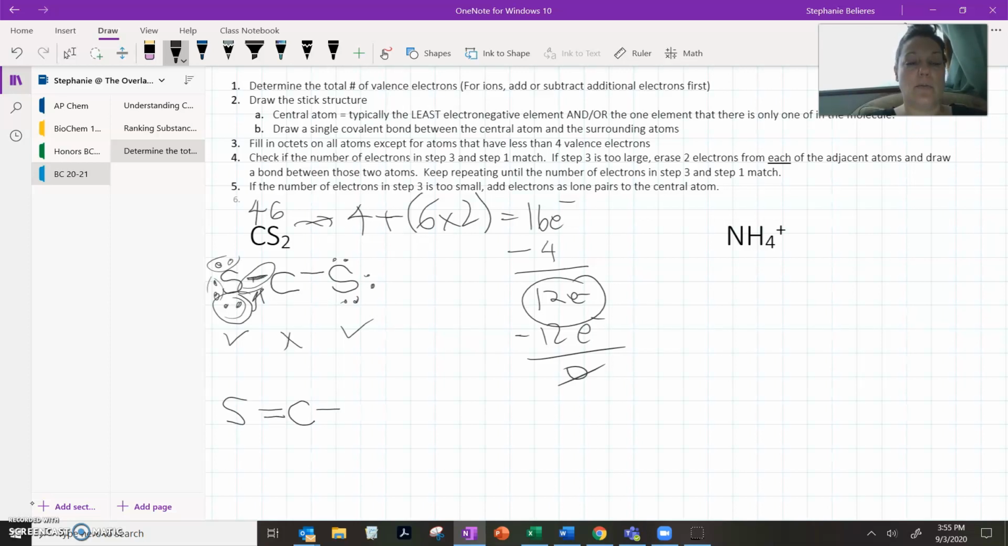And I'm going to do another bond there. So that's that lone pair. And then I'm going to put the remaining 2 back on there. And then I can see that now I have 2, 4, 6, so I need to do that again, except now I need to do it with this sulfur. So I'm going to take this lone pair here and put it there.